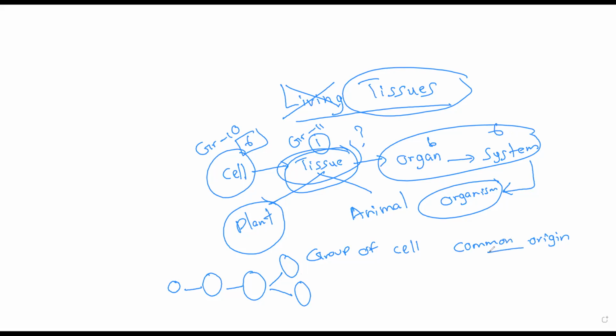So they have a common origin. A group of cells with a common origin that has been modified to perform a particular function. That means there are so many types of tissues, children. If you take an animal body or a plant body, there are several types of tissues. Each tissue will have a specific function. They will allocate the functions, so each tissue is going to have a particular function. This is known as tissue. So this is the definition.